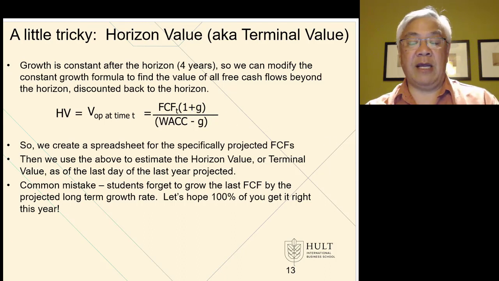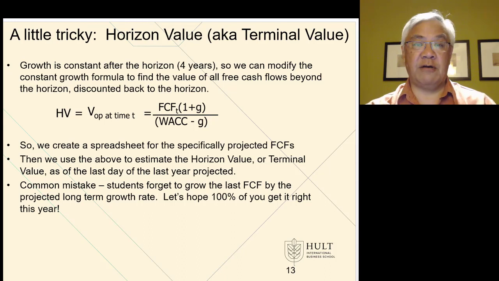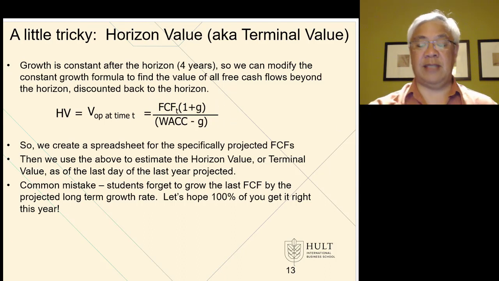And if we have this, then we're able to project the first 4 years specifically and the rest of time into one number using this constant growth formula. Now, there's one mistake that students often make, and it's right here: to use the free cash flow for t and not remember to grow it to t plus 1. This is by far the most common mistake.